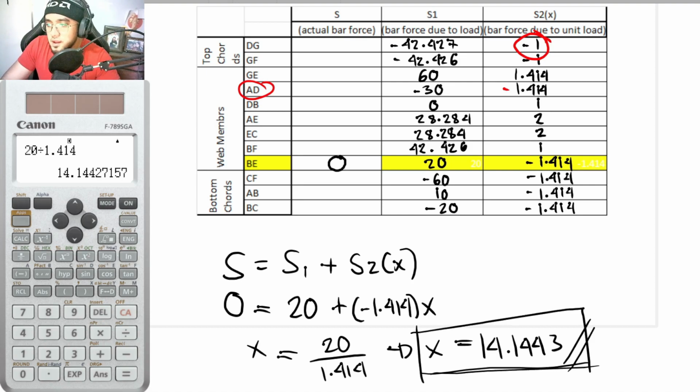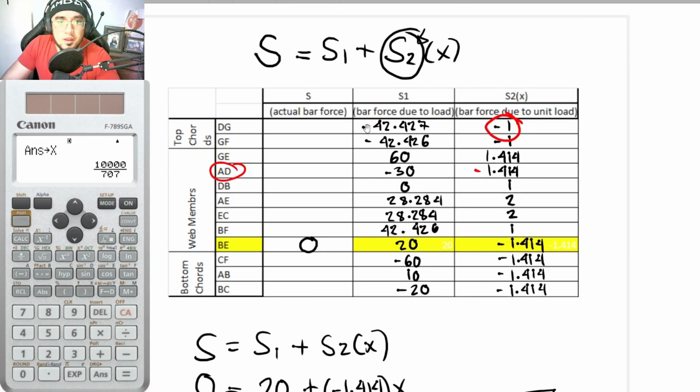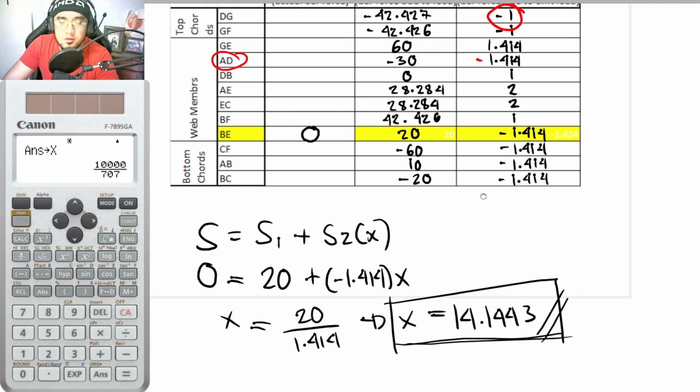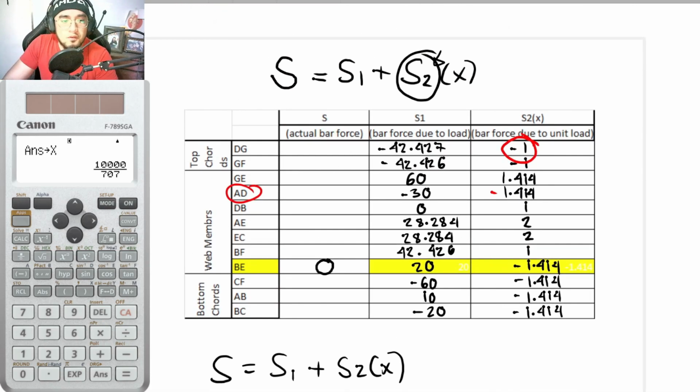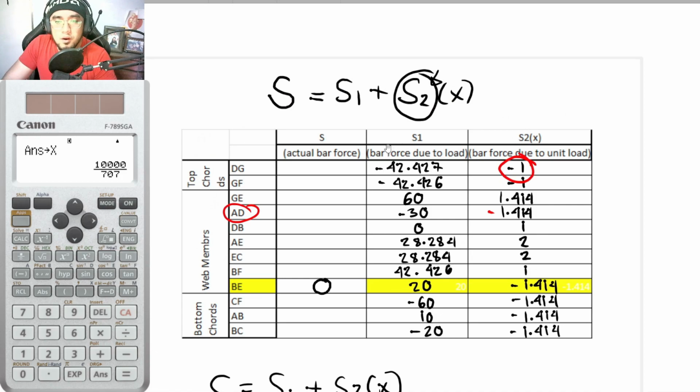Okay, so from that, I will just store this. Shift store to X. So the value of X is true for all of the members. For all of the members, the value of X is equal to 14.1443. So for the actual bar force here, do I have a list? No.